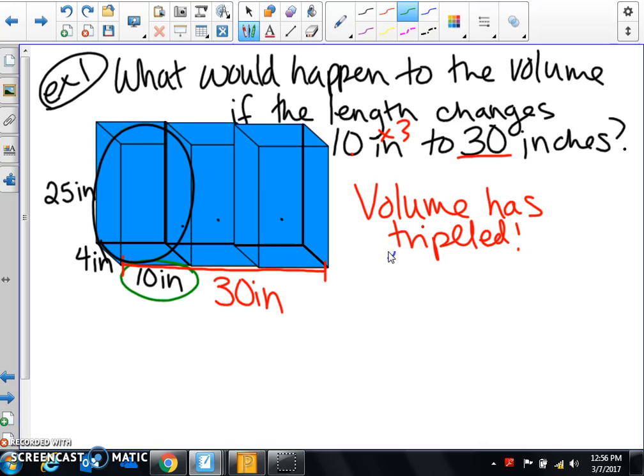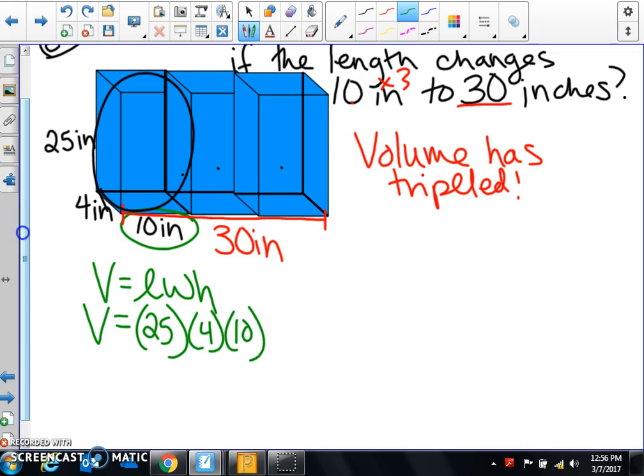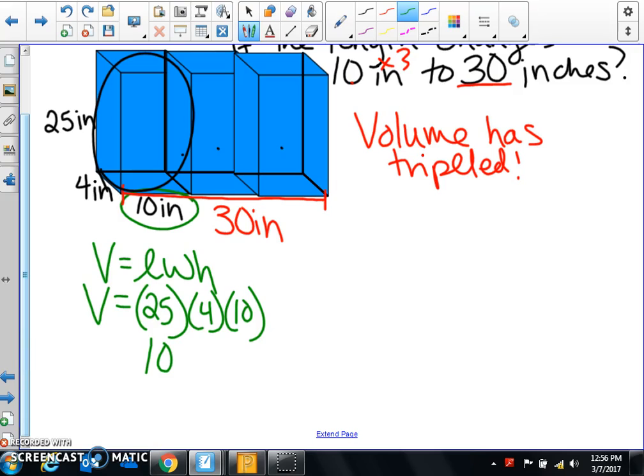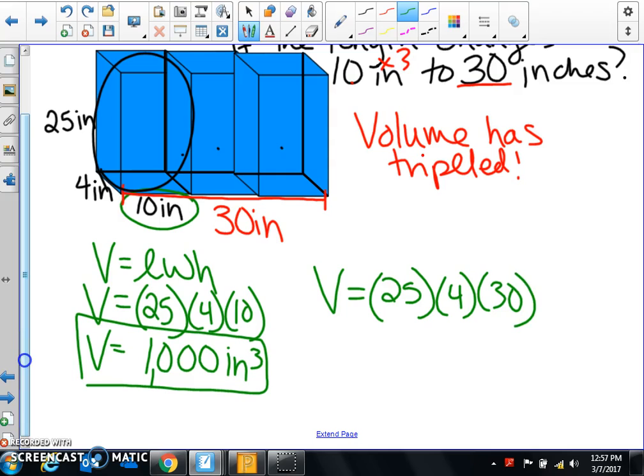Now, if they want us to actually calculate, and honestly, because volume's super easy, it's length times width times height. The first one that they gave us was 25 times 4 times 10. If I put that in my calculator, I believe it's 1,000 inches cubed. Versus if I put the volume of the 30, it would be 25 times 4 times 30. Once again, all I did was change this number to 30. According to our theory, it should be tripled, so the volume should go to 1,000 times 3, 3,000.